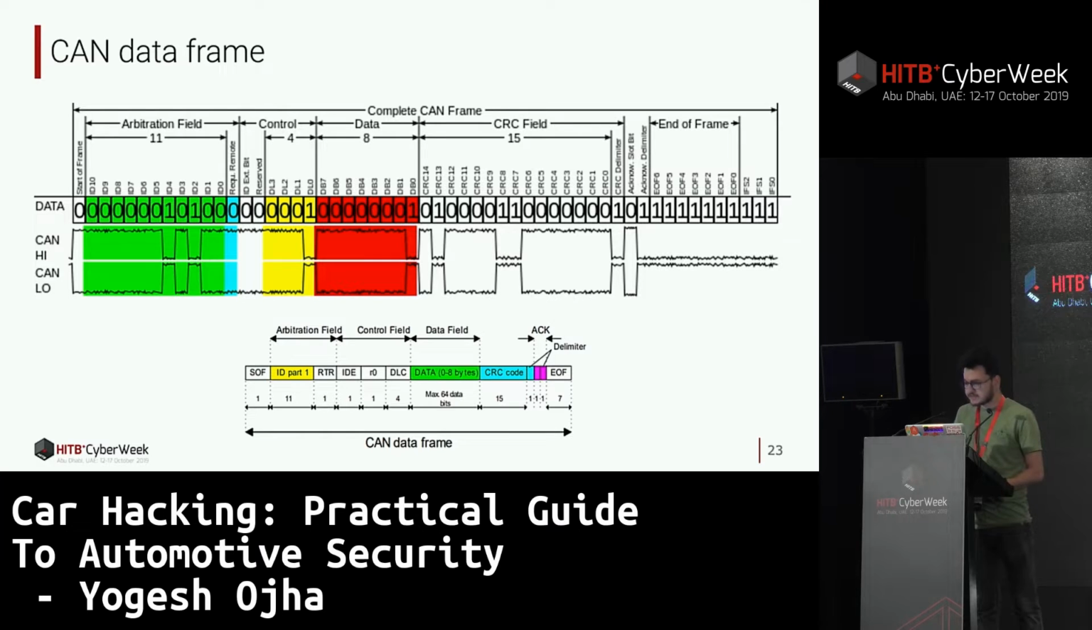The one in green that you see is an identifier, which is responsible for the priority of the message. The blue that you see is a remote transmission request, also called RTR. The yellow that you see is the data length code, which says how long the data is. The actual data that is being sent to the CAN bus is denoted by the red color.